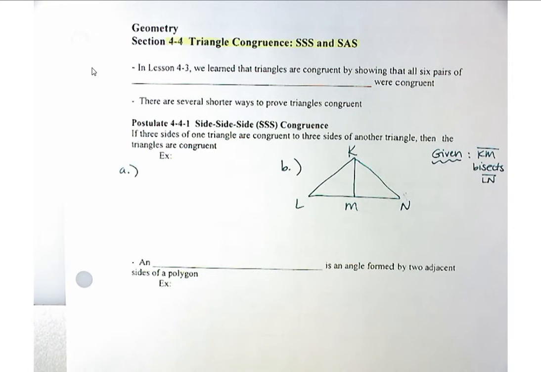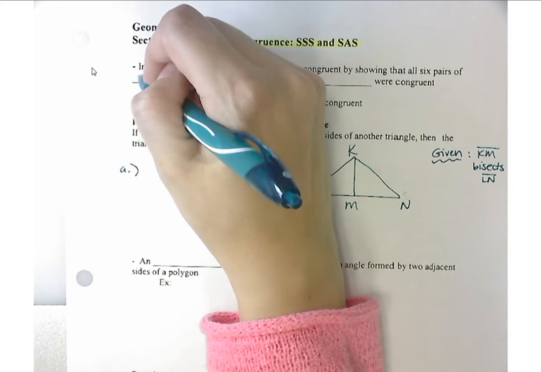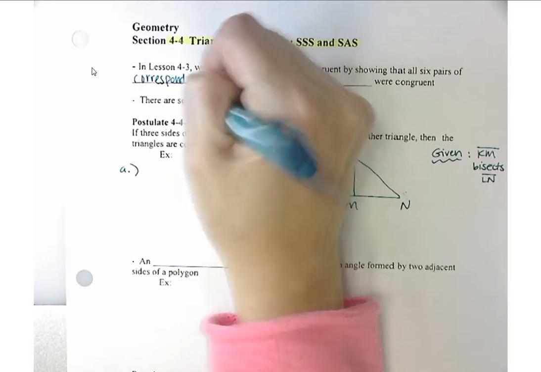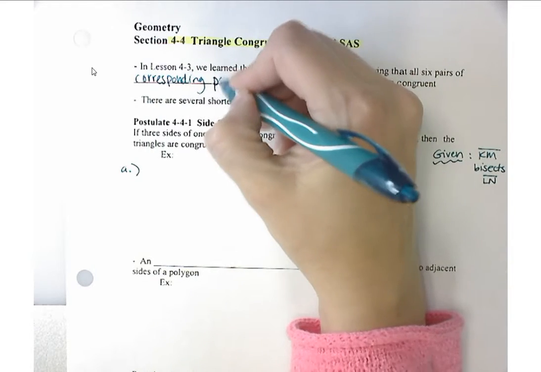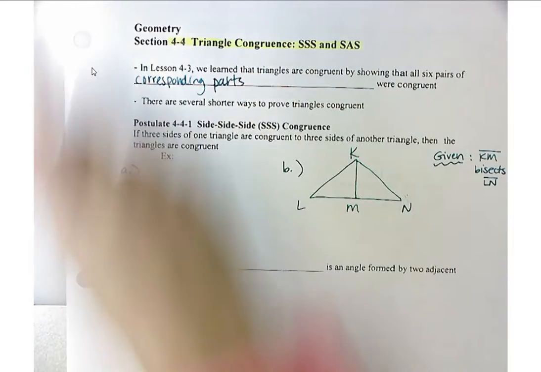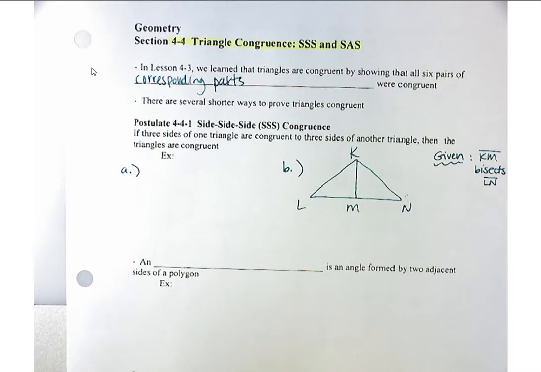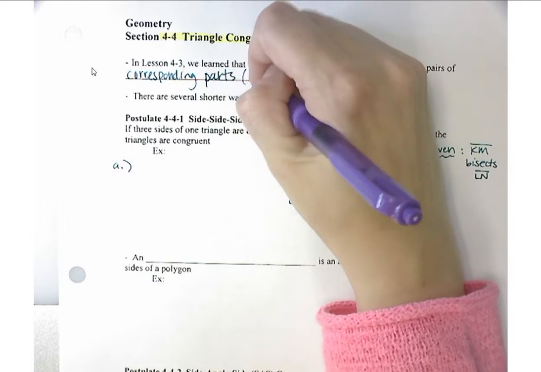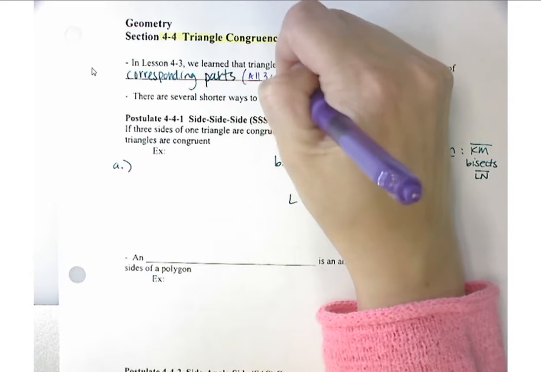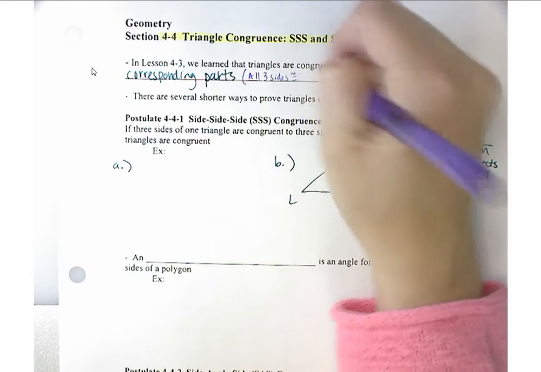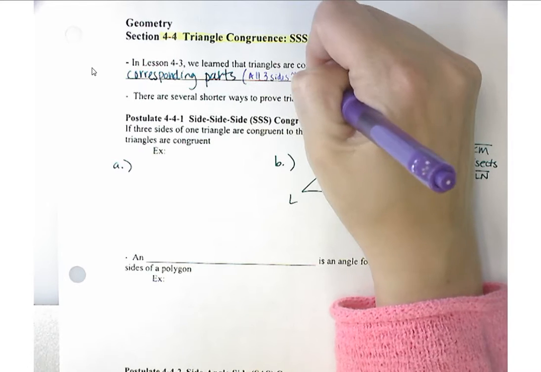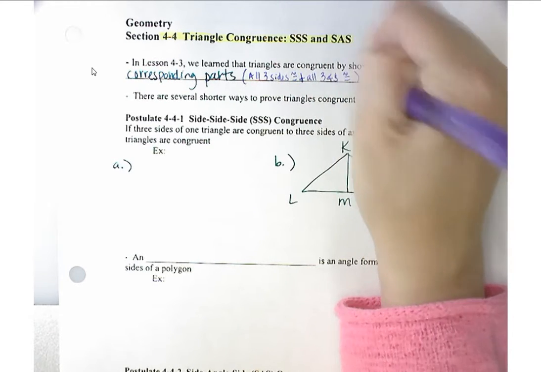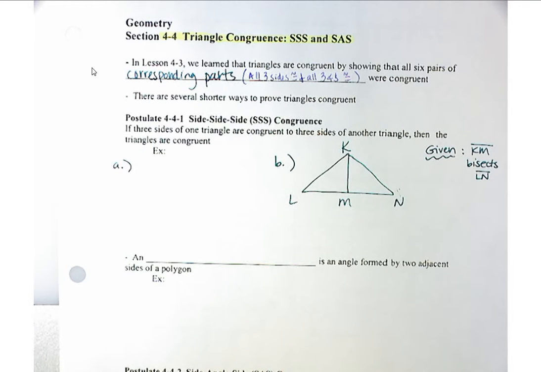So last week, the only way that we knew triangles were congruent is to show that all 6 pairs of corresponding parts were congruent. So when I say corresponding parts, what I mean is you had to show that all 3 sides were congruent, and you had to show all 3 angles were congruent. So that's a long process.